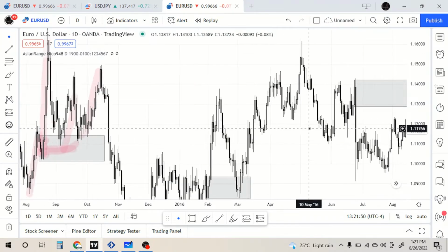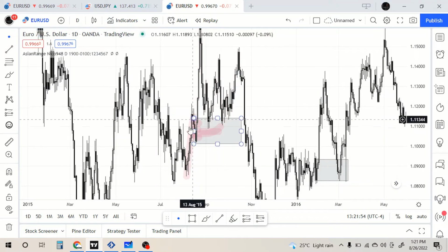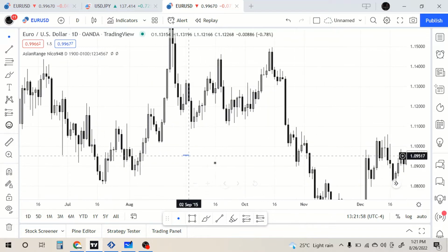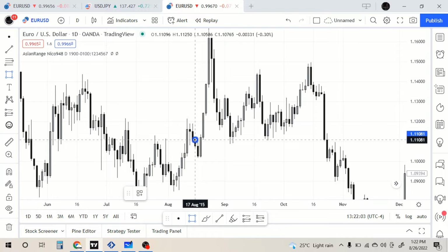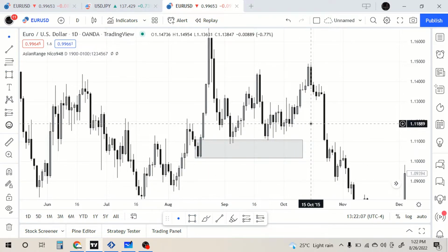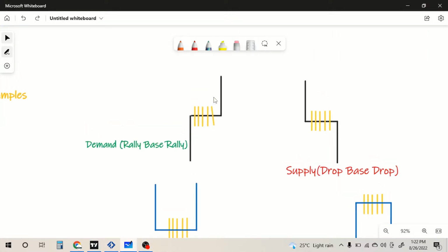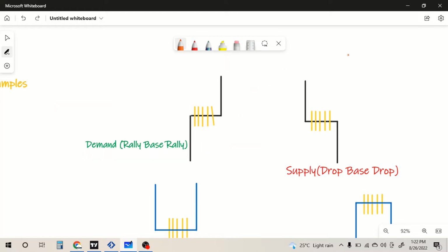Now I've looked at two types of demand here. We're just looking at the first type of demand so far, which is the rally, the base, and the rally, which is what I marked up here. And if you're confused about my candles, the gray candles are for buys, the black candles are for sells, and so on and so forth. So we'll be looking at this type of demand right here, which is the rally, the base, and the rally. Hope no one is confused.